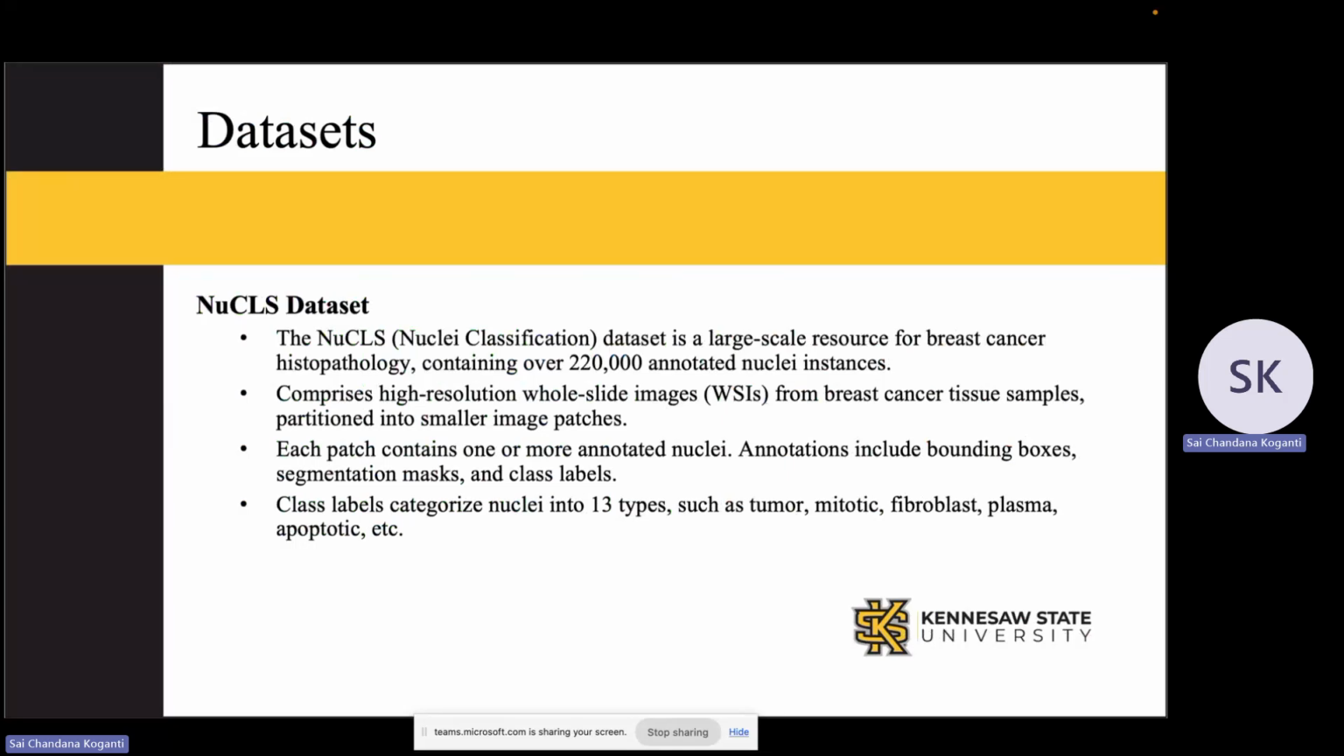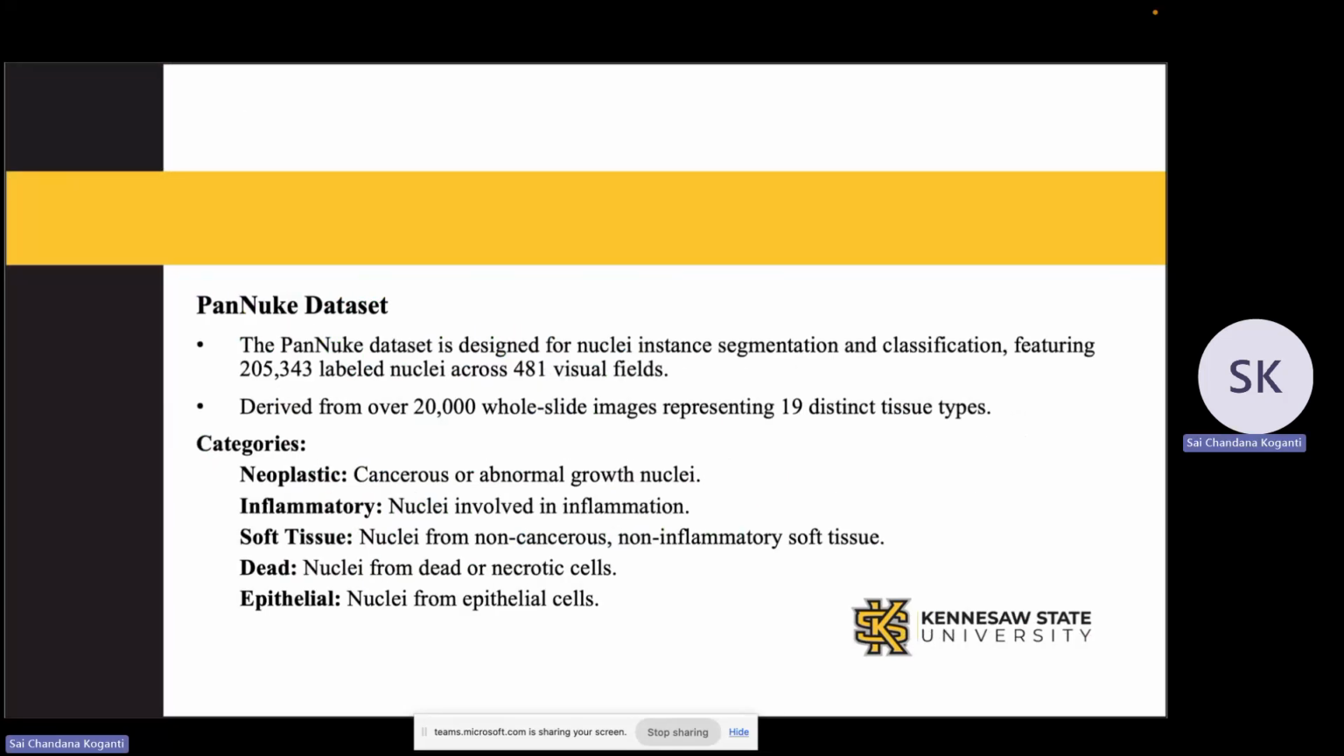When it's time to discuss the PanNuke dataset, this dataset is designed for nuclear segmentation and it has 205,000 labeled nuclei. This dataset has 19 tissue types and 5 cell types like neoplastic, inflammatory, epithelial, soft tissue, and dead cells. The 5 different instance segmentation models chosen for this survey are tested on these 2 different datasets. This helped us to see how they perform across different types of cells and tissues, which gives us a realistic view of their capabilities.